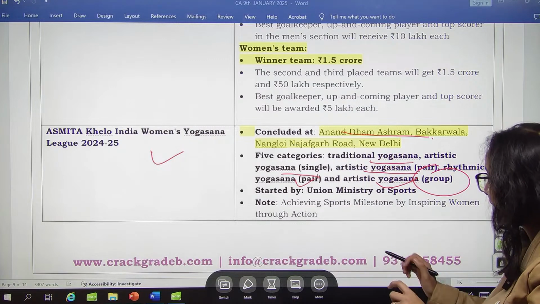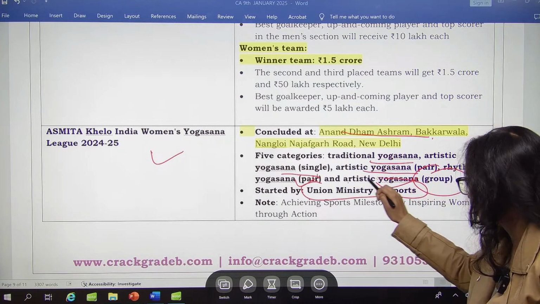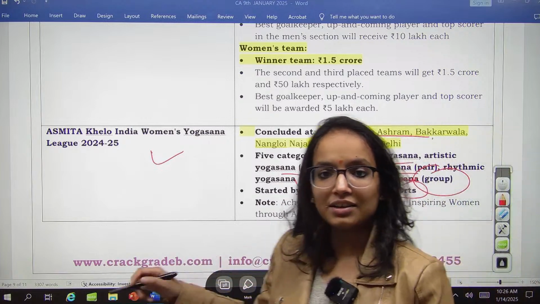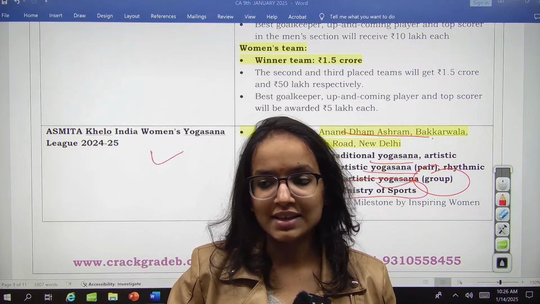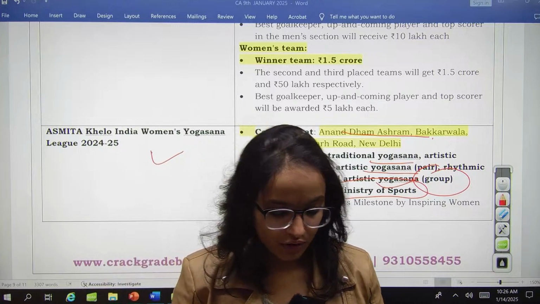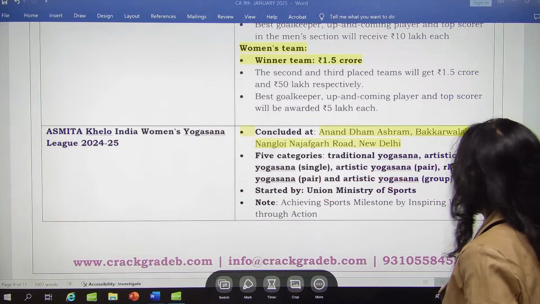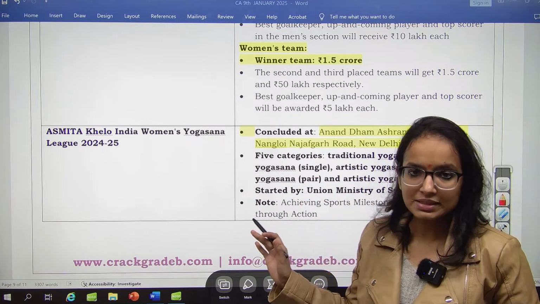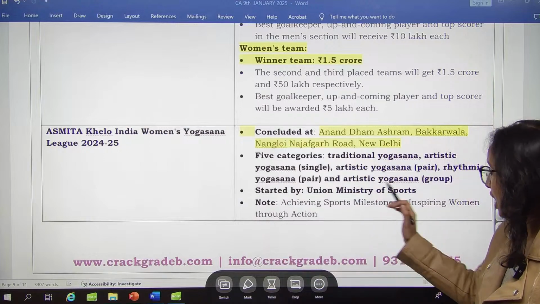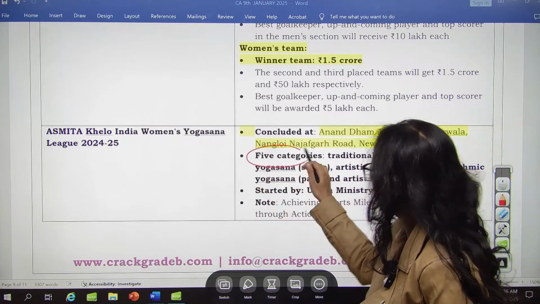And this league has been started by the Union Ministry of Sports to integrate yoga as a daily habit of physical well-being. To promote yogasans, this was started. So this is the Yogasan League. I hope it is clear. How many categories? 5 categories it was held.